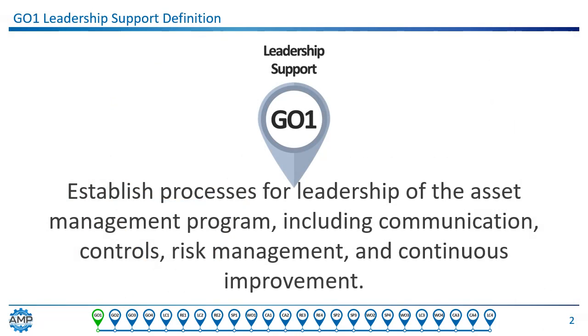Leadership Support establishes processes for leadership of the asset management program, including communication, controls, risk management, and continuous improvement. You see, the most important function in AMP is this very first one. Getting this function right sets the stage for successful implementation of AMP. Getting it wrong ensures that AMP will never be implemented.